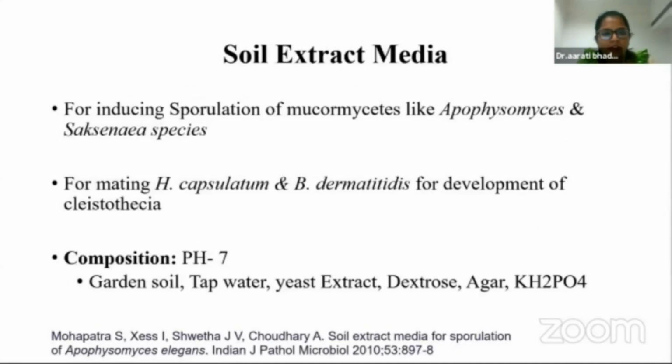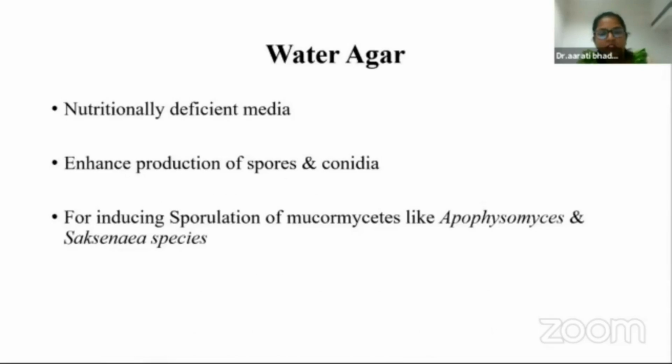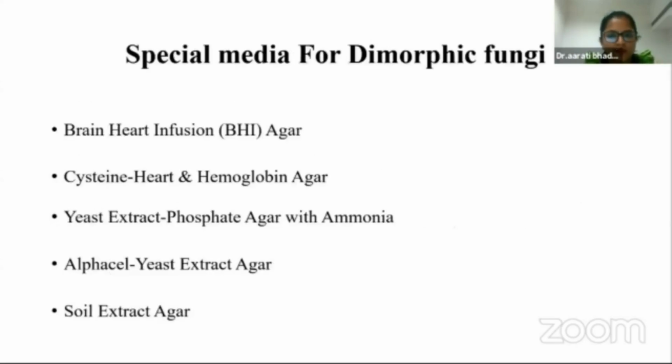The next is soil extract media. This is also used for inducing the sporulation of mucormycetes like Apophysomyces and Saksenaea species. Another use is for mating of H. capsulatum and B. dermatitidis for the development of cleistothecia. So this is mainly used for the sporulation of mucormycetes. Next is water agar, which is a nutritionally deficient medium, and it enhances the production of spores and conidia. It is used for inducing sporulation of Apophysomyces and Saksenaea species.